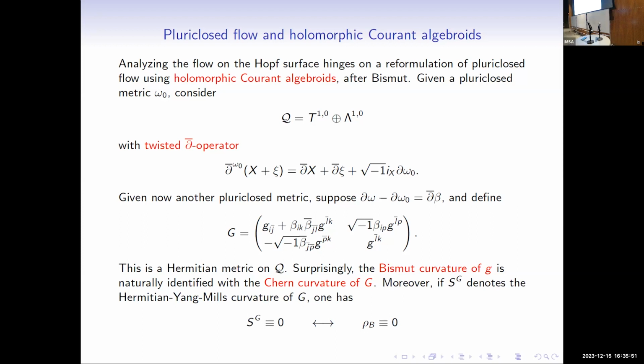And then, going further, we let S_G be the Hermitian-Yang-Mills operator. You take the Chern curvature of big G, and then if you trace on the form piece using the metric, you get an endomorphism of the bundle. The vanishing of that Hermitian-Yang-Mills curvature is exactly the same as the vanishing of the Bismut-Ricci.